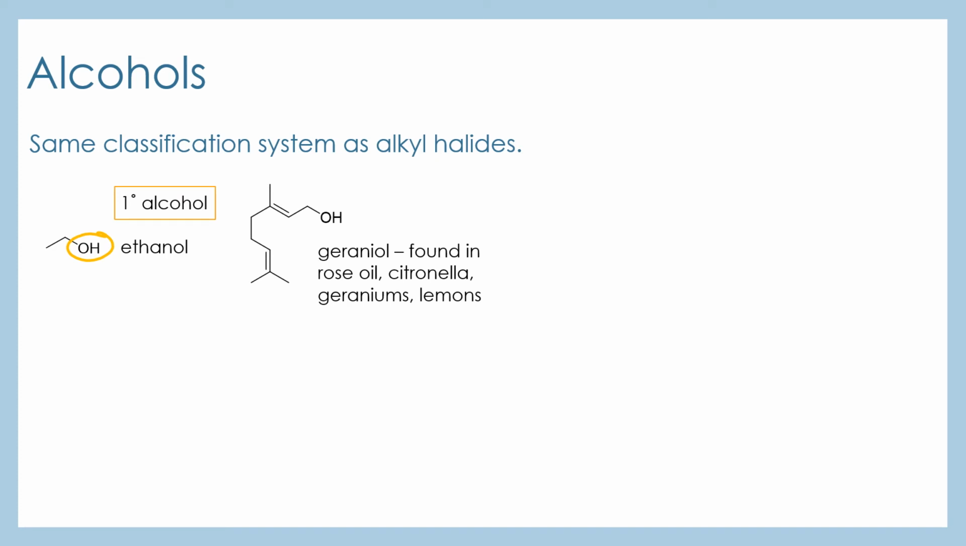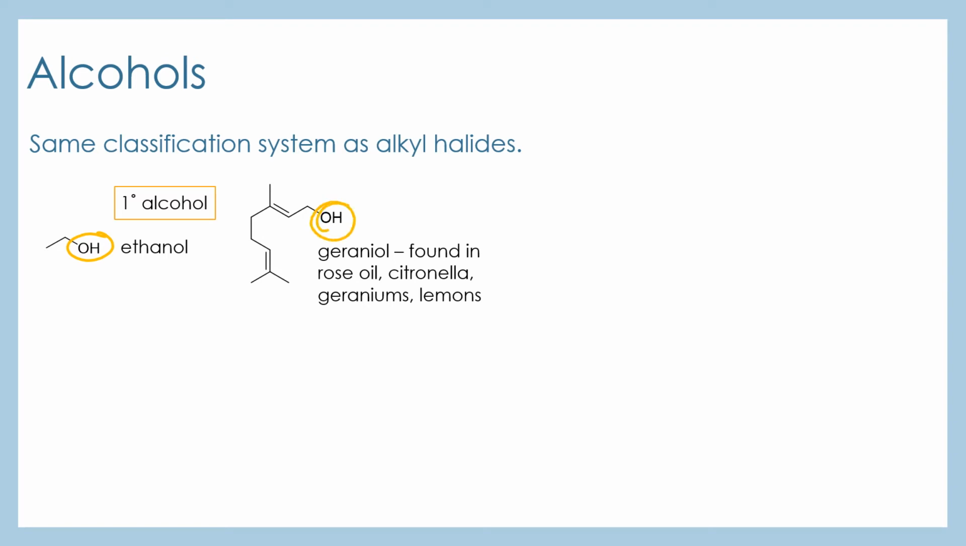So for example, this is geraniol. This is a compound that's found in rose oil, citronella, geraniums, and lemons. Citronella and geraniums are actually in the same family. That was kind of a random fact, I guess.